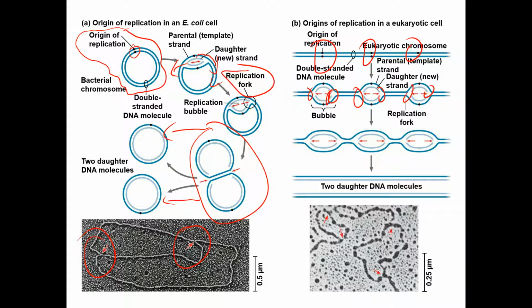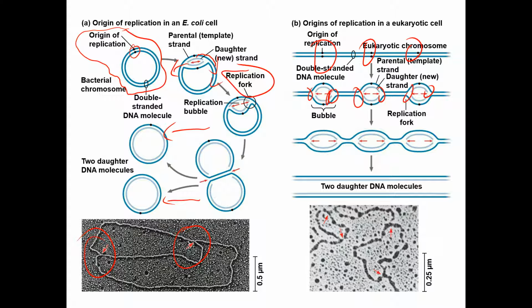These replication forks, as the new nucleotides are laid down that are complementary to the parent strand, eventually merge together so that you end up with two molecules of daughter DNA that have one old and one new strand.